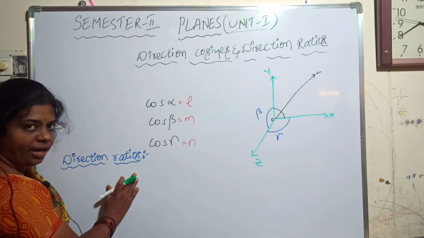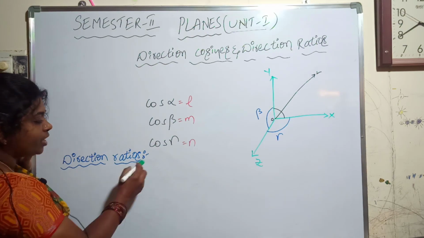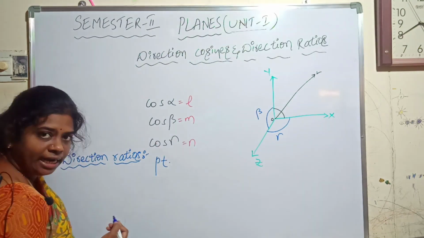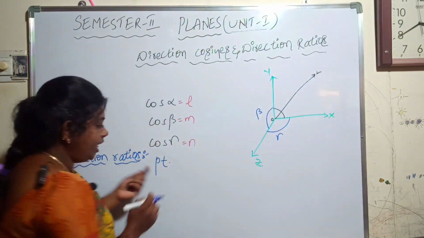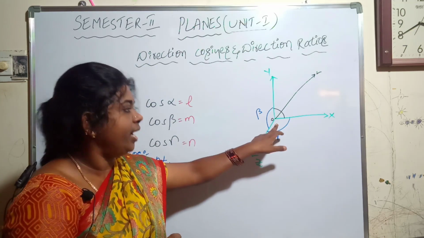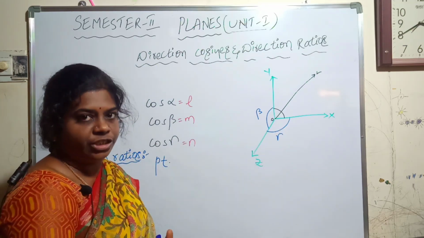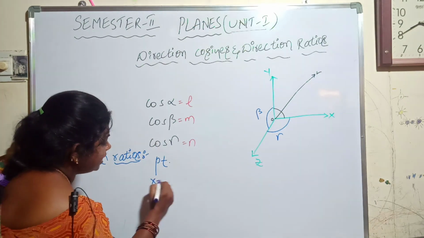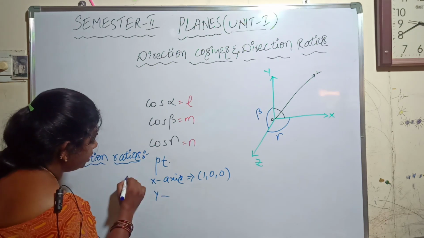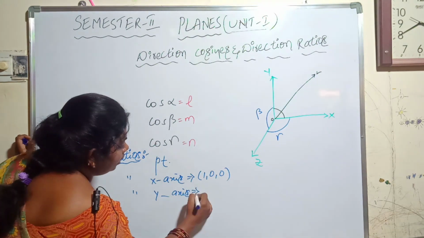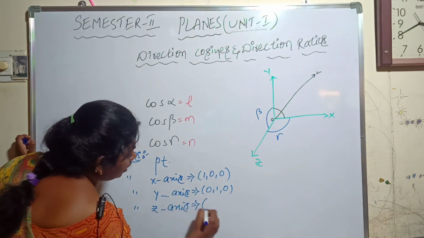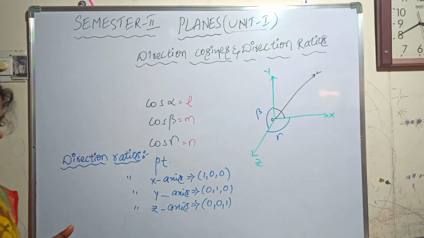Now we will go to direction ratios. What are the direction ratios? Direction ratios means any point lying on the line, except the origin, are called direction ratios. The direction ratios of the x-axis are 1, 0, 0, the direction ratios of the y-axis are 0, 1, 0, and the direction ratios of the z-axis are 0, 0, 1.